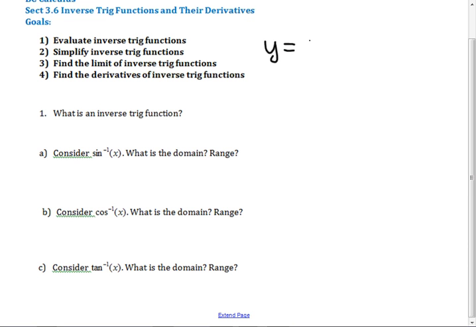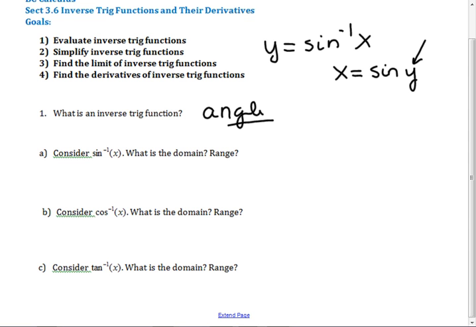If you have y equals inverse sine of x, what is an inverse trig function? If you solve this for x, it's equal to the sine of y. What is y? Drew, what is y? Because you missed it yesterday. It's just an angle. That's all it is. Okay, girls? If you realize that's what it is, then it's a lot easier. I think it's a lot easier.